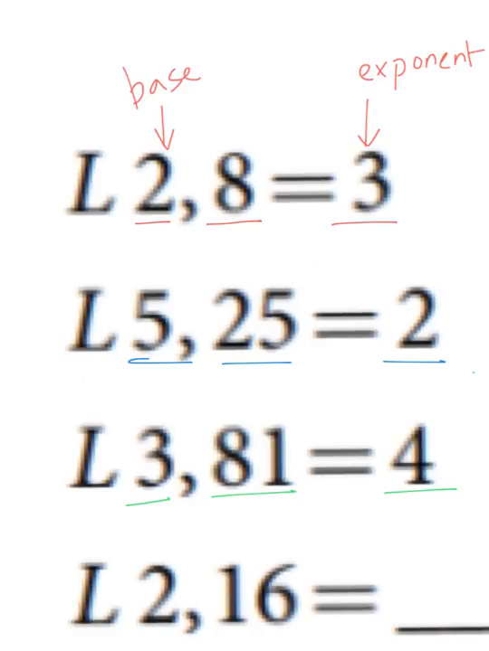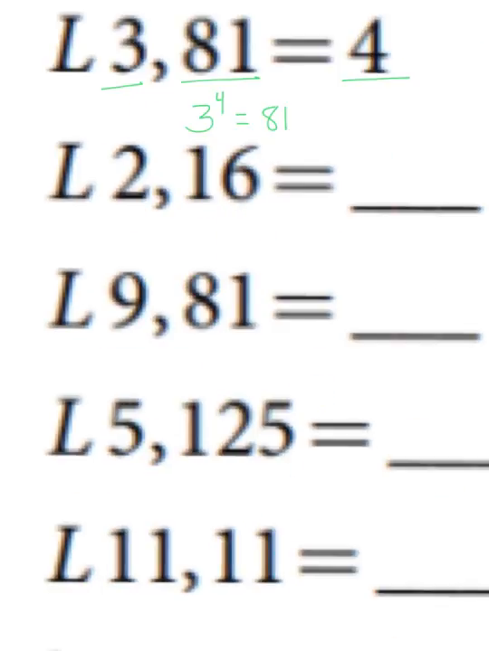If you notice, the 2 is the base, the 3 is the exponent. For this equation, 2 to the exponent 3 is equal to 8. Right? 2 times 2 times 2 is 8. Right here, 5 squared is 25. And in green, we have 3 to the exponent 4 is equal to 81. Right? 3 times 3 times 3 times 3 is 81. Go ahead and pause the video and see if you can fill in these next 4 blanks.